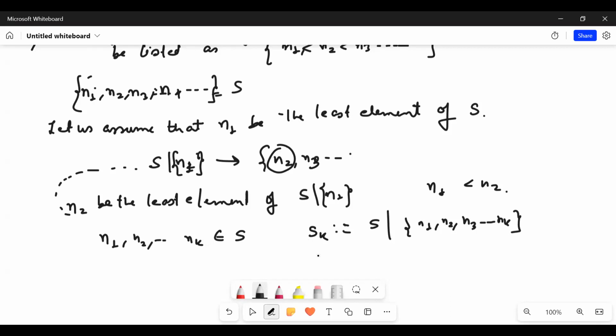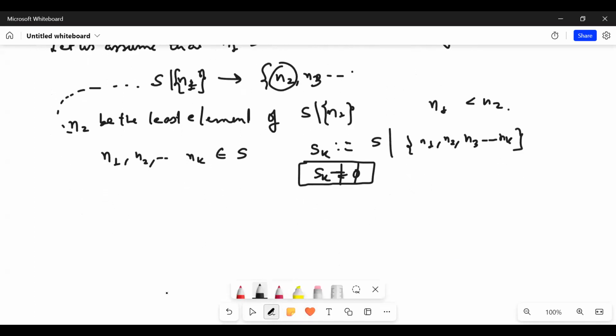It is quite easy to see that this Sk would be a non-empty set. Why non-empty? Because S is an infinite set. So it is easy to see that this would be a non-empty set. Now, in this particular Sk, since it is a non-empty set, again you can choose a minimum, let us say nk+1. So recursively, you can see that n1 would be less than n2, less than n3, ..., less than nk, and less than nk+1.